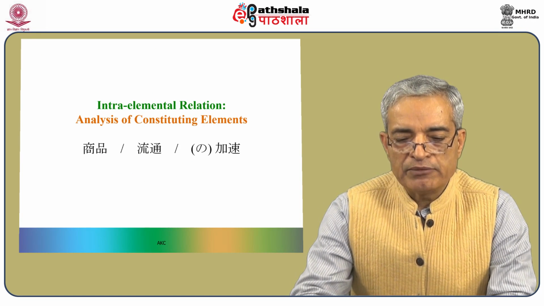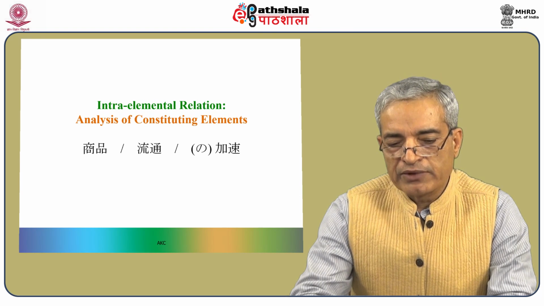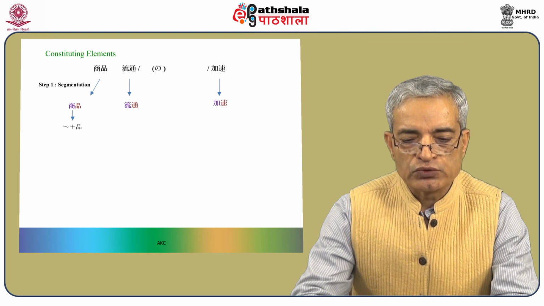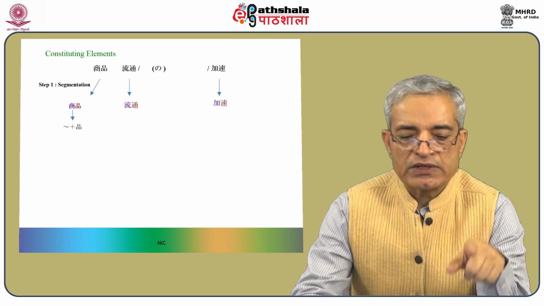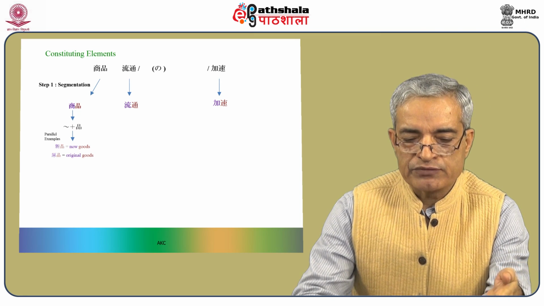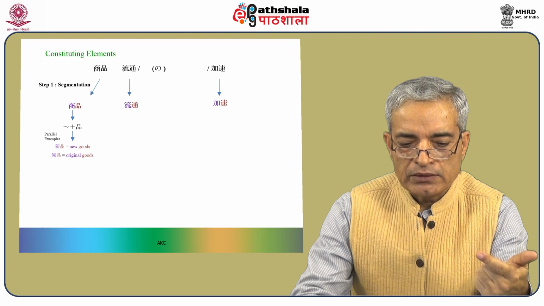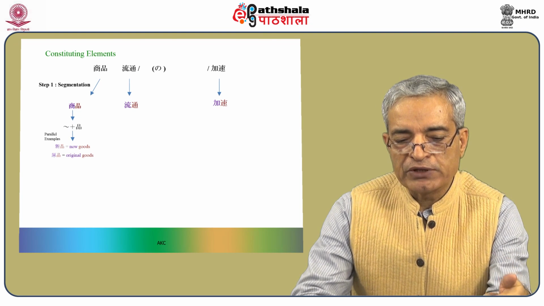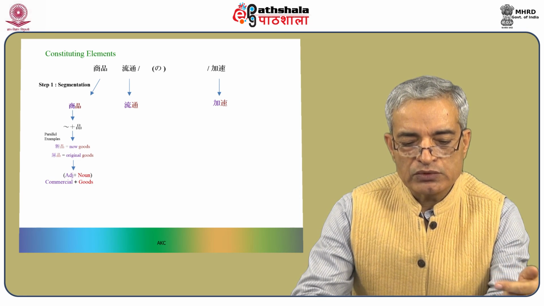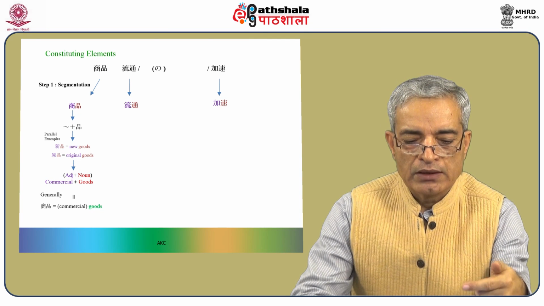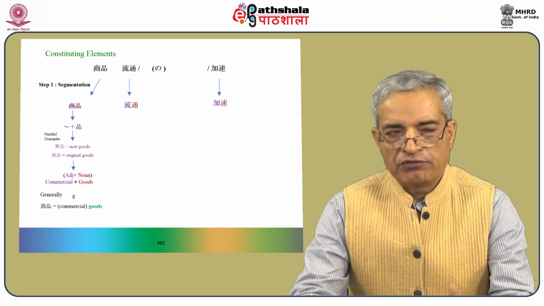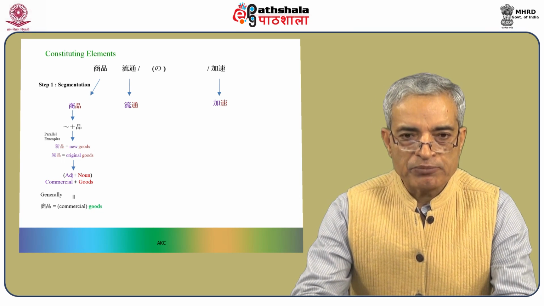Now let's see the intra-elemental relation. The example remains same, shohin ryutsu no kasoku, and the segmentation is shohin and ryutsu, and kasoku remains separate. Looking at shohin first, shohin can be divided into sho, going out, and hin remains, which is goods. And if you see the other parallel examples, you have shimpin, that is the new goods, and gimpin, which means original goods. This means adjective plus noun, commercial goods. Generally shohin is called goods, maybe sometimes you call it commercial goods. If we are not talking in commercial sense, it can also be product.